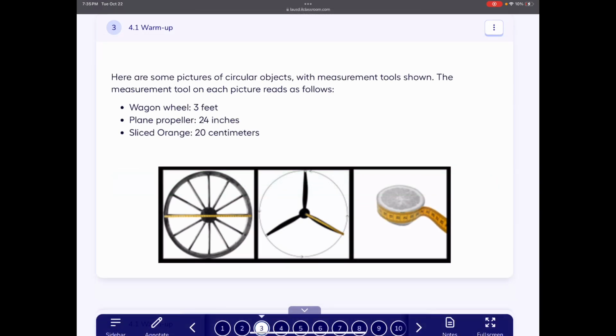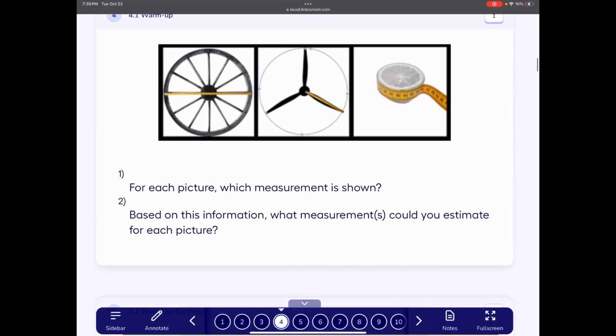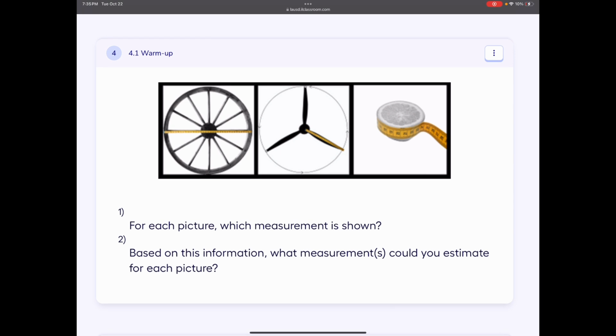This is the warm-up. Here's some pictures of circular objects with measurement tools shown. The measurement tool on each picture reads as follows: wagon wheel 3 feet, plane propeller 24 inches, sliced orange 20 centimeters. For each picture, which measurement is shown? That's number 1. Number 2, based on this information, what measurements could you estimate for each picture? Pause the video and try the problem yourself.